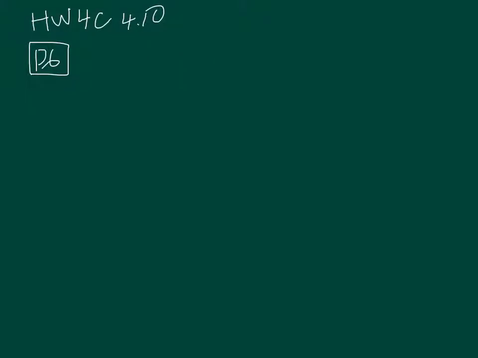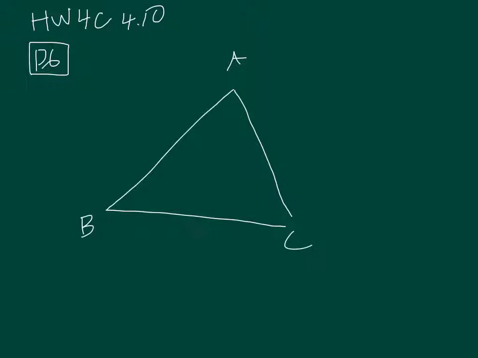Homework packet for C, lesson 410, problem number 6. Rewrite theorem 4.1 and 4.2 using the nested triangles shown here as a reference. So we have triangle ABC, and we have another triangle, we have DE.